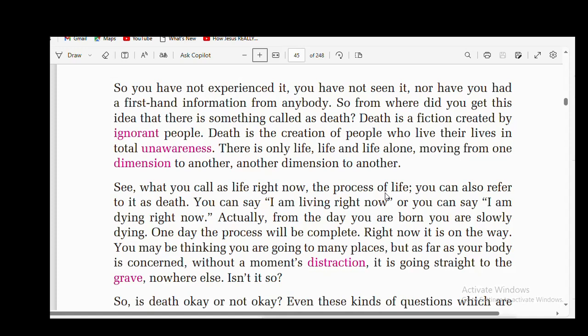That is a fiction. It is an imagination created by ignorant and uneducated or illiterate people. That is a creation of people. It is created by people who live their lives in total unawareness, meaning unfamiliarity. People don't have any idea about that. There is only life. There is only the existence of life, life and life alone. Only life, moving from one dimension, one aspect, to another.